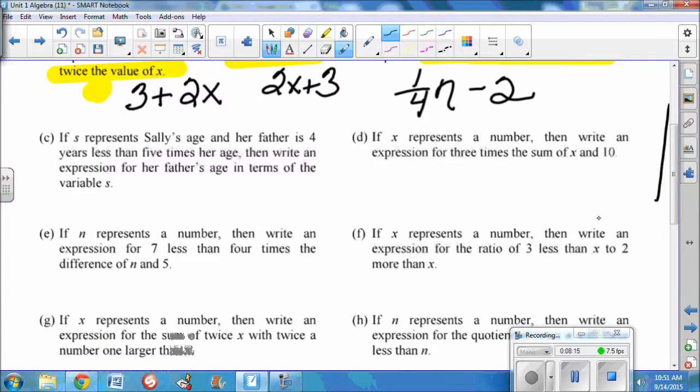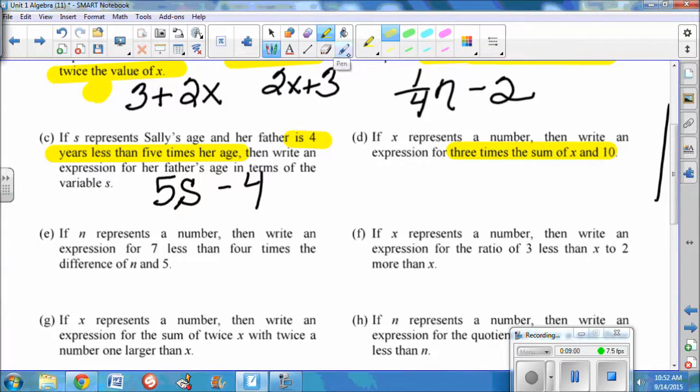If S represents Sally's age and her father is 4 years less than 5 times her age, then write an expression for her father's age in terms of S. So let's find those key words. Her father is 4 years less than 5 times her age. That less than, okay, so the order is absolutely going to matter here. So 5S minus 4.